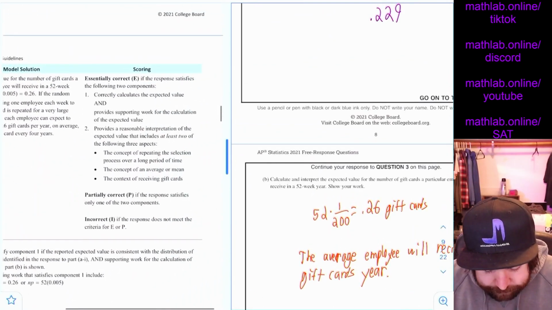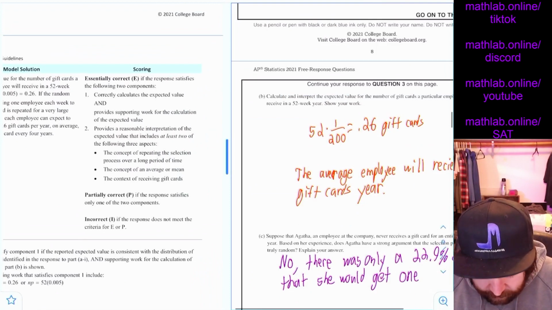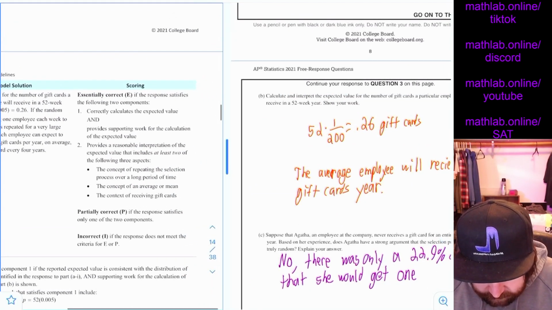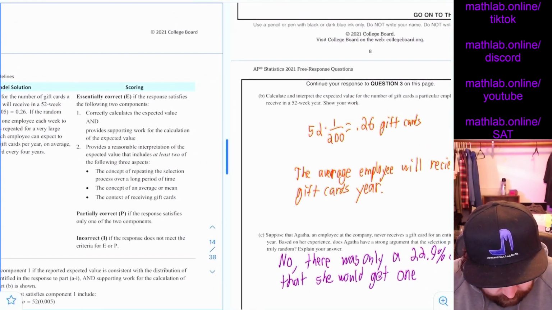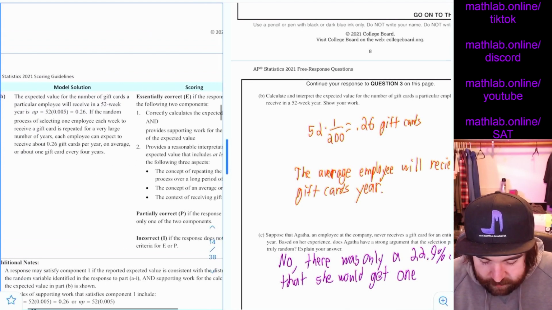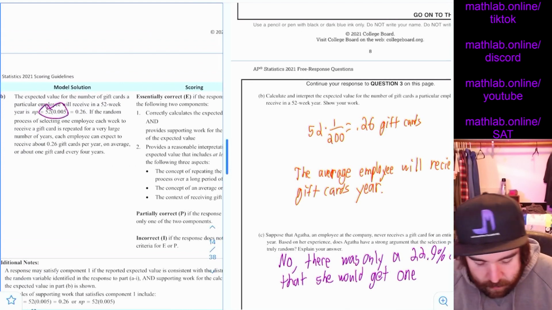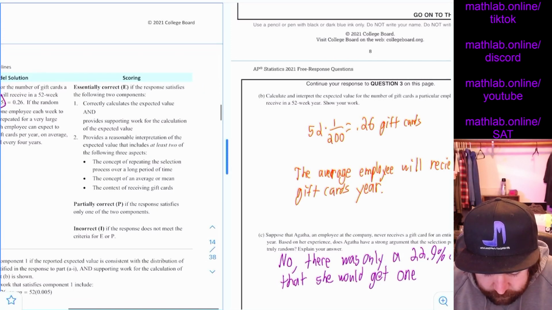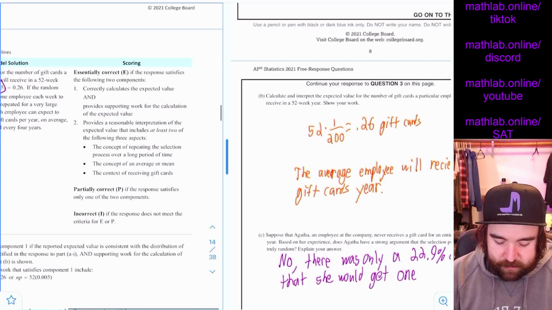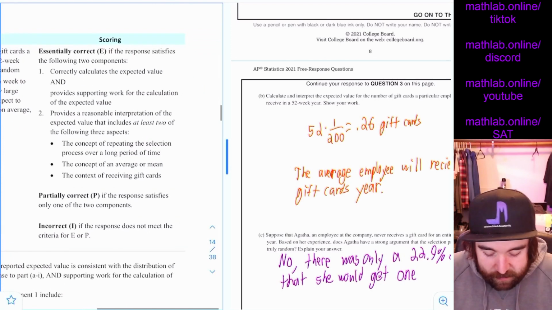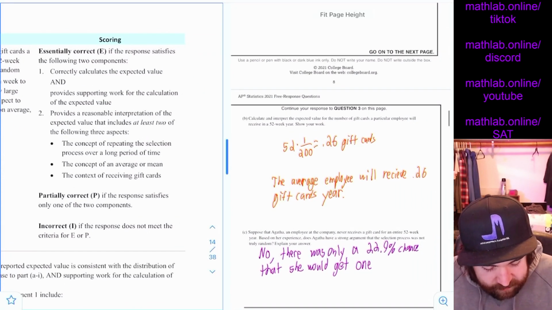So B correctly calculates the expected value of 0.26, we see that, and provides supporting work for the calculation of the expected value, which is just the 52 times 100, same thing they did here. Provides a reasonable interpretation that includes at least 2 of the following aspects. The concept of repeating the selection process over a long period of time.